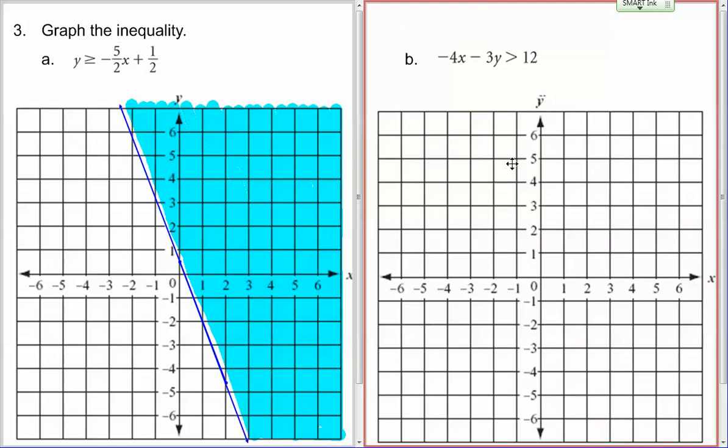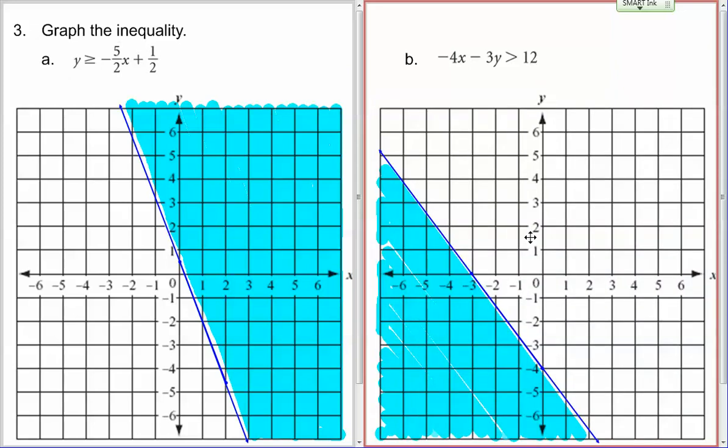All right, next. Got this inequality. We're supposed to graph this. I guess the thing I would look at here is doing intercepts, because I see 12, it's divisible by -4, it's divisible by -3. So 12 divided by -4 is -3, and 12 divided by -3 is -4. So my x-intercept is -3, and my y-intercept is -4.